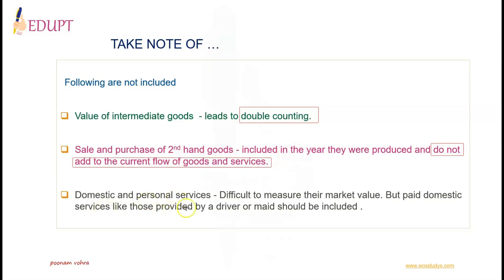Then domestic and personal services are also not included because it is difficult to measure their market value. But paid domestic services like those provided by the driver or maid must be included as it adds to the current flow of goods and services.